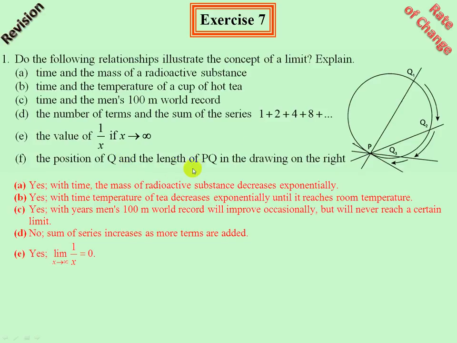The position of Q and the length of PQ in the drawing on the right. So it's getting closer and closer and closer. Yes, notice there's the length of PQ, there's the length of PQ, there's the length of PQ. Ultimately, when PQ becomes the tangent to the circle, the length will be 0.